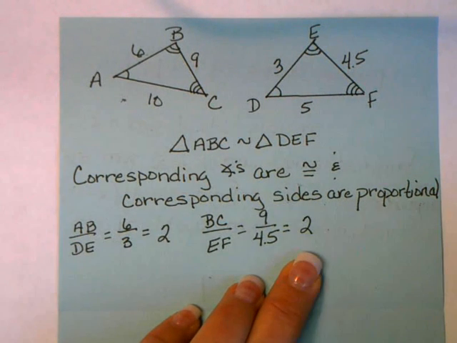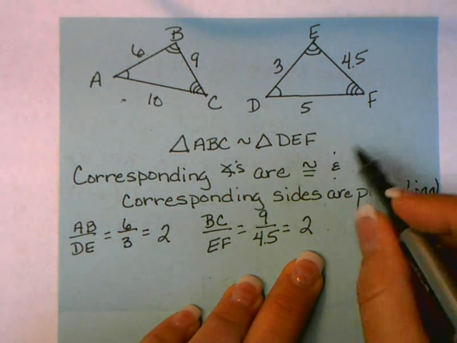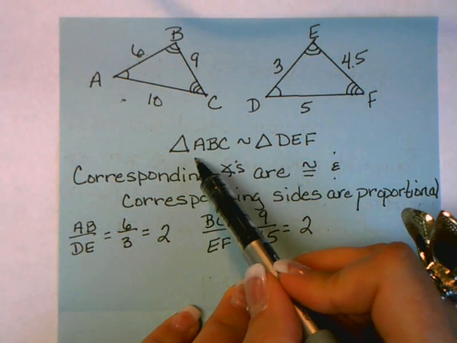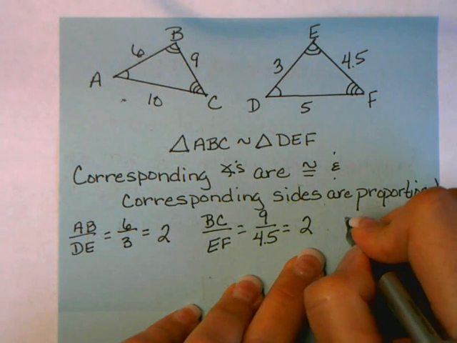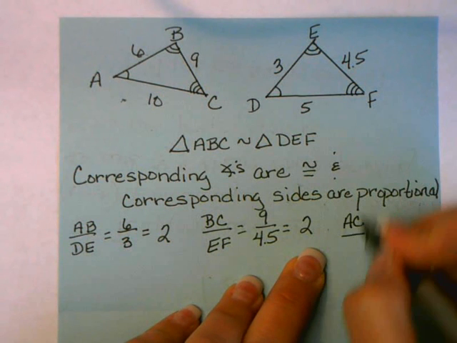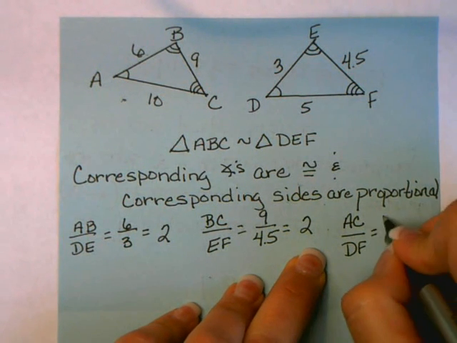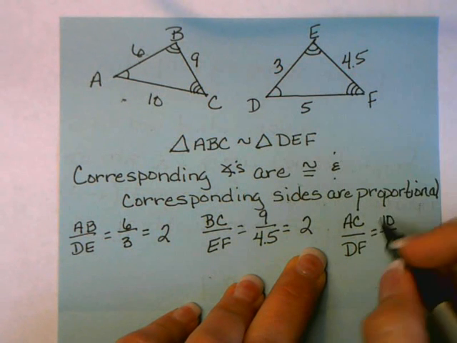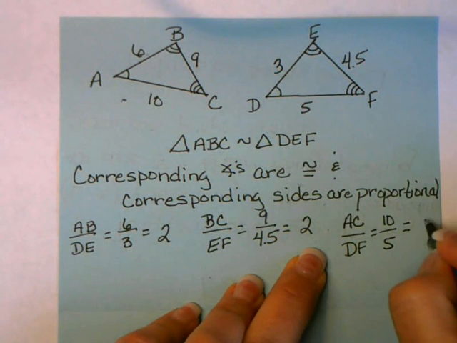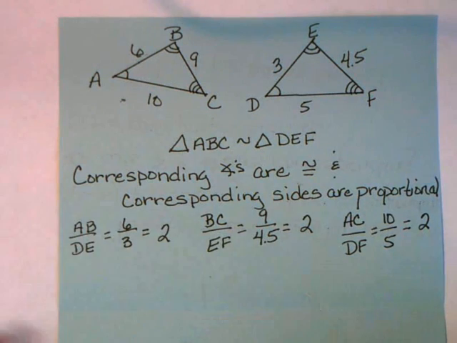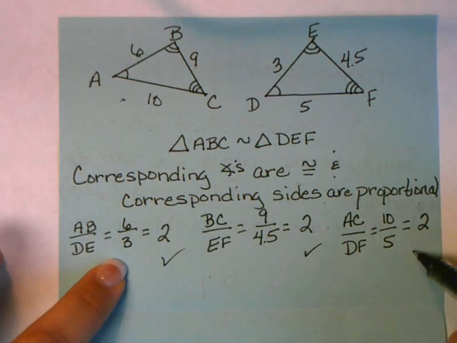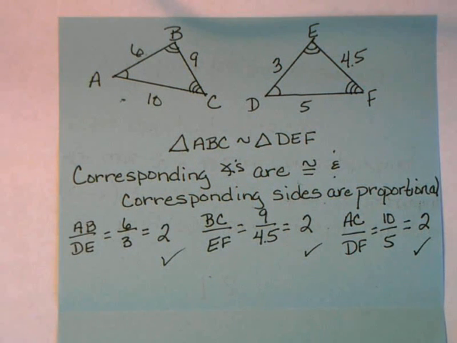All right, good so far. Let's try that last side. You must always do all three sides, at least in a triangle, or all the sides in a different polygon. So we've done the first two, the last two. Now we do the first and last. So now we have AC to DF. AC is 10, DF is 5, and that does reduce down to 2. So we can check those all off that they are the same, and we do indeed have similar polygons.